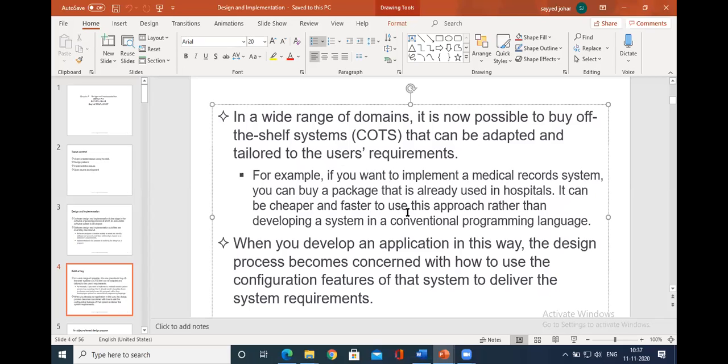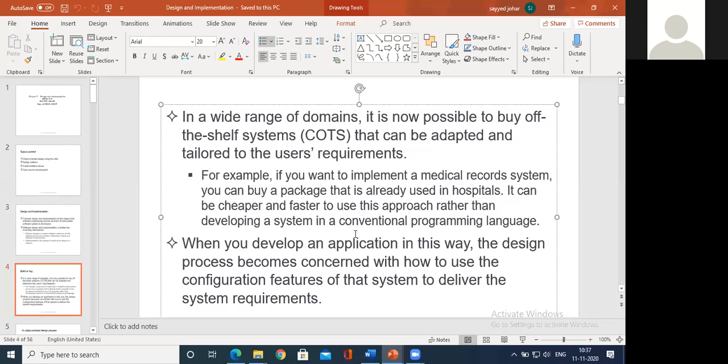The thing is that the already existing system could be hired and modified, rather than developing a system in a conventional programming language.